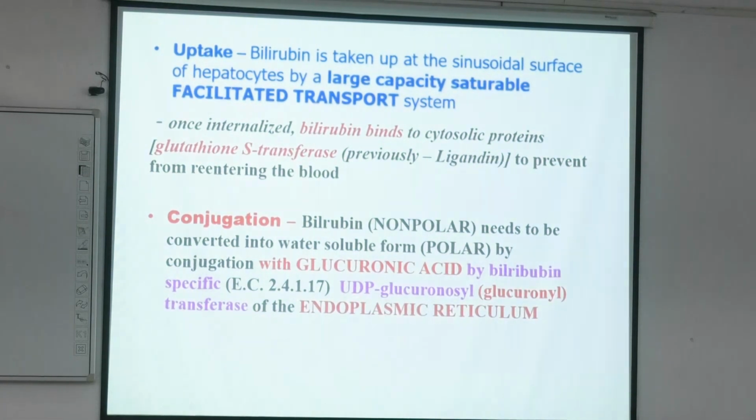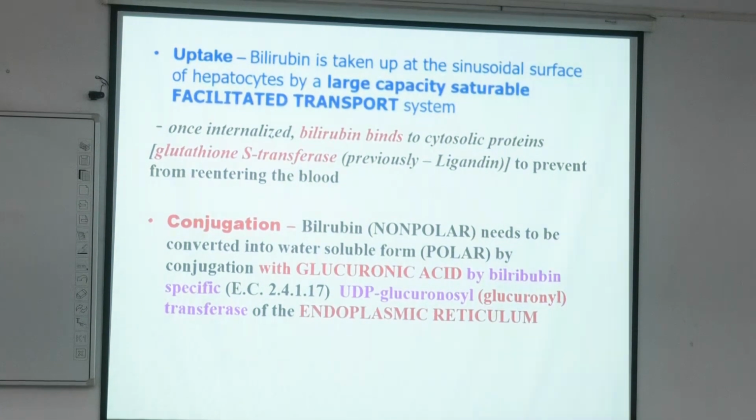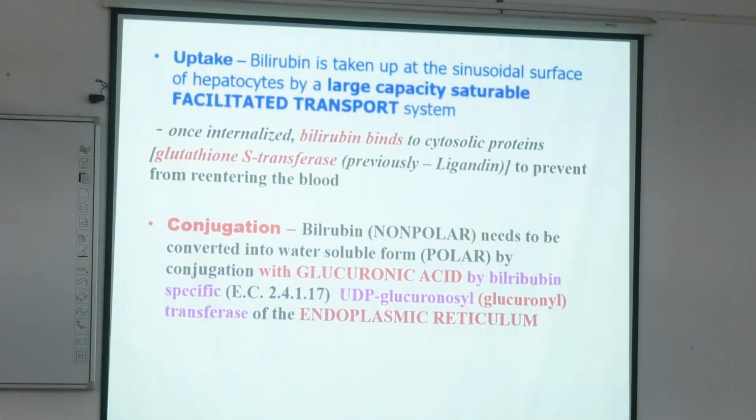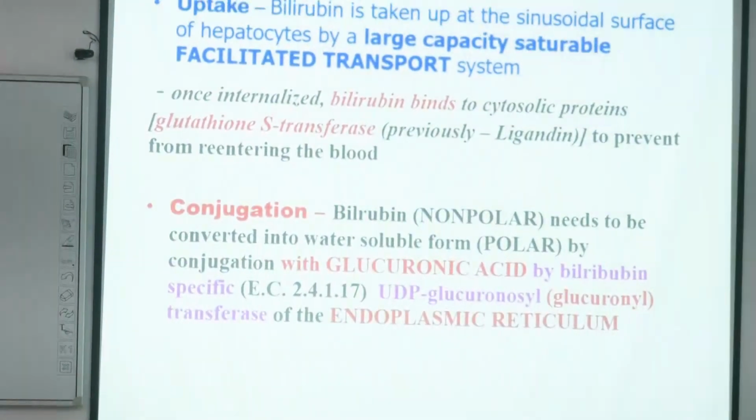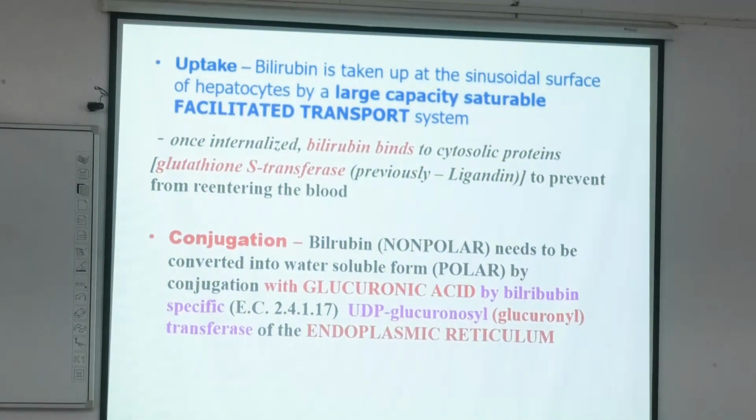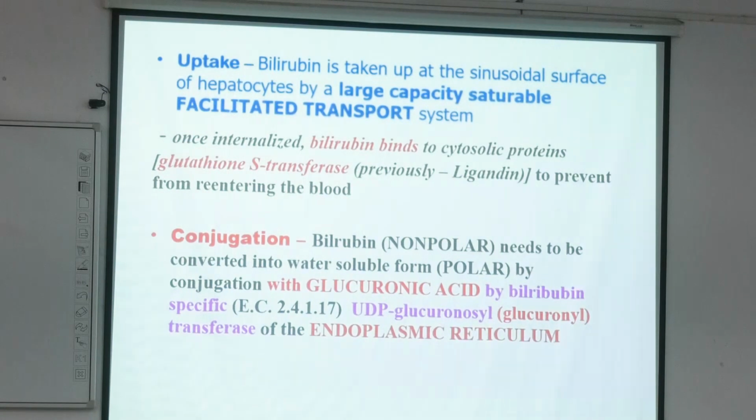It is a specific enzyme and it is present in the endoplasmic reticulum. As I told you earlier, this heme oxygenase system is also there in the microsomal fraction, and conjugation takes place at the endoplasmic reticulum, by glucuronic acid under UDP glucuronosyltransferase, or just simply say glucuronosyltransferase. These two are catchwords. You must remember: bilirubin is conjugated to glucuronic acid by the help of glucuronosyltransferase.